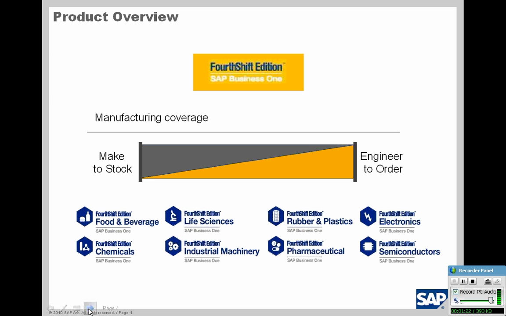4-Shift Edition is specifically tailored to the requirements of small and mid-sized enterprises in the following sectors. Today's session will focus on the advantages of using 4-Shift Edition for SAP Business One to manage inventory.